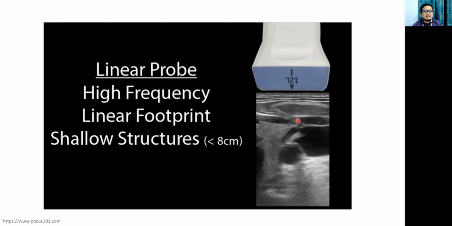The linear probe has a high frequency, and as the name implies, it has a linear footprint, a straight line, and it is used to produce an image of shallow structures less than 8 cm. It has high resolution and good image quality because of high frequency, but it suffers from a lack of penetration. So it's commonly used for insertion of vascular access lines, intra-arterial line, intravenous line, central venous line, and so on.